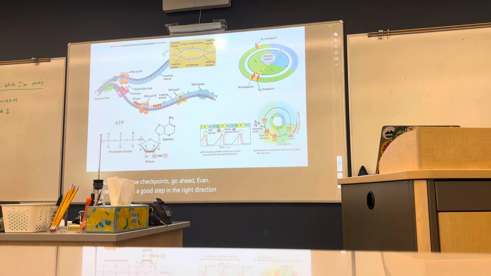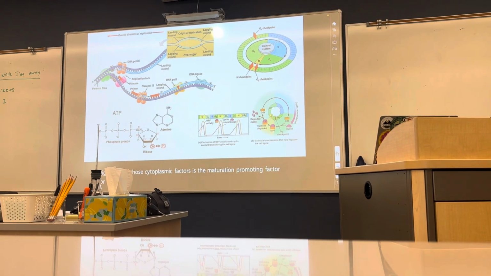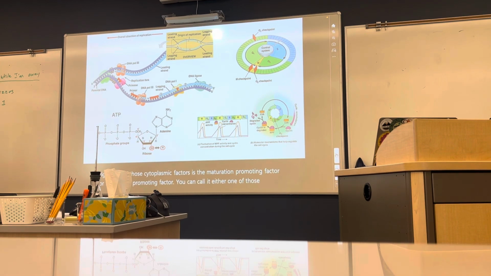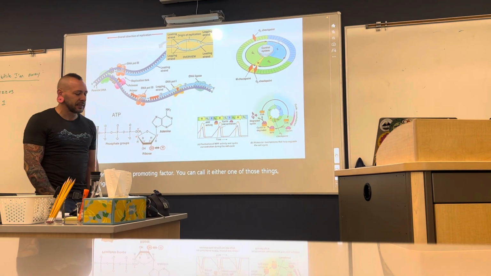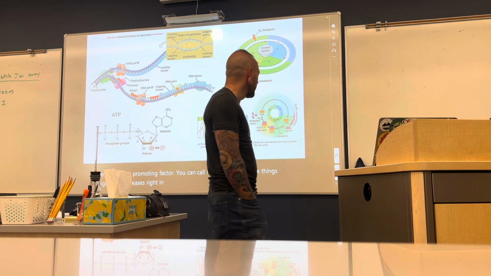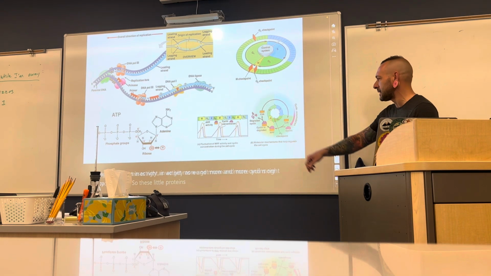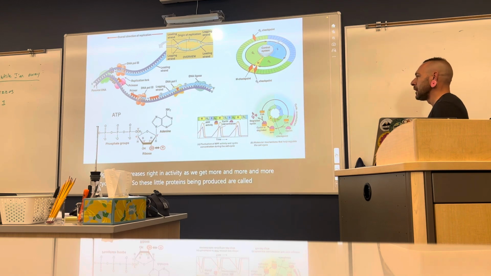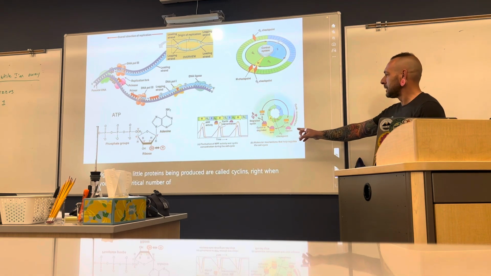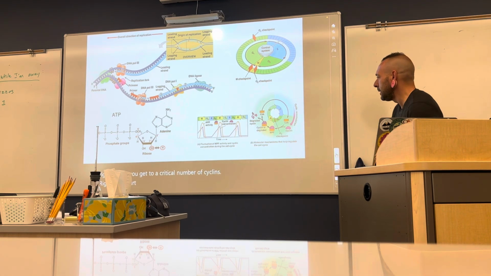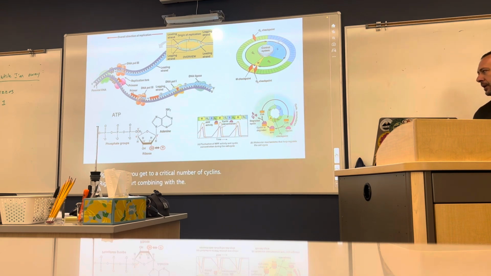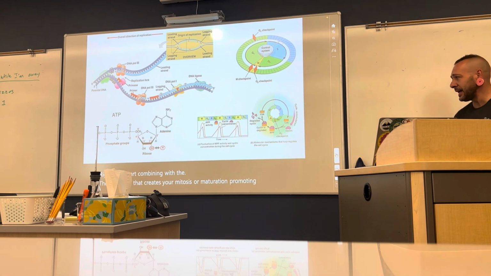And then to explain it, one of those cytoplasmic factors is the maturation promoting factor or the mitosis promoting factor. You can call it either one of those things. That increases in activity as we get more and more cyclins. So these little proteins being produced are called cyclins. When you get to a critical number of cyclins, they start combining with the CDK. That creates your mitosis or maturation promoting factor. That is a kinase.